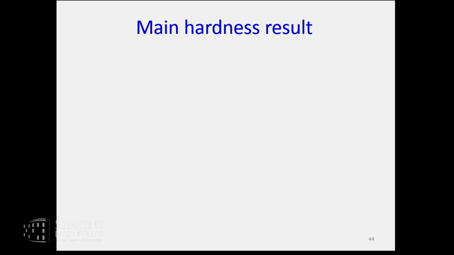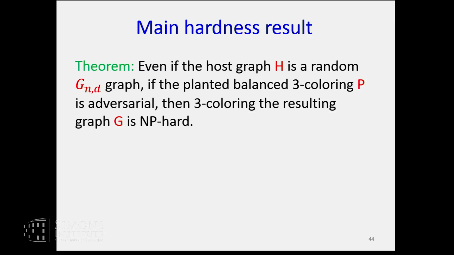So here we have a hardness result. We show that even if the host graph H is not an arbitrary expander or chosen by an adversary, even if it's a random G and D graph, so a random graph, and the planted coloring is balanced, so each color class is the same size, but an adversary may choose it, then recoloring the resulting graph is NP-hard. You cannot complete this last step in polynomial time.